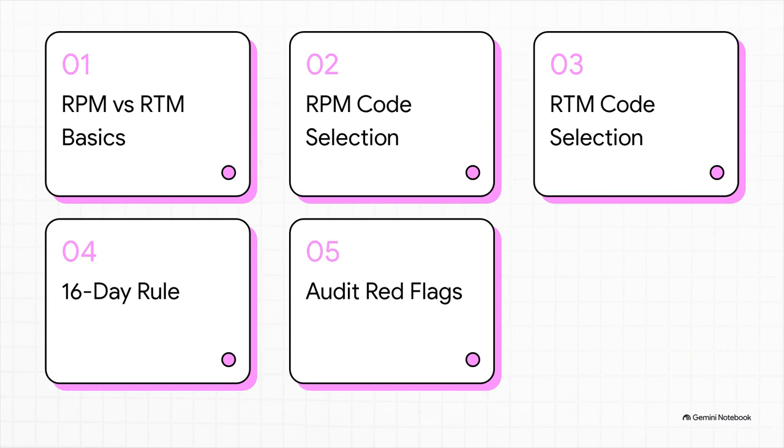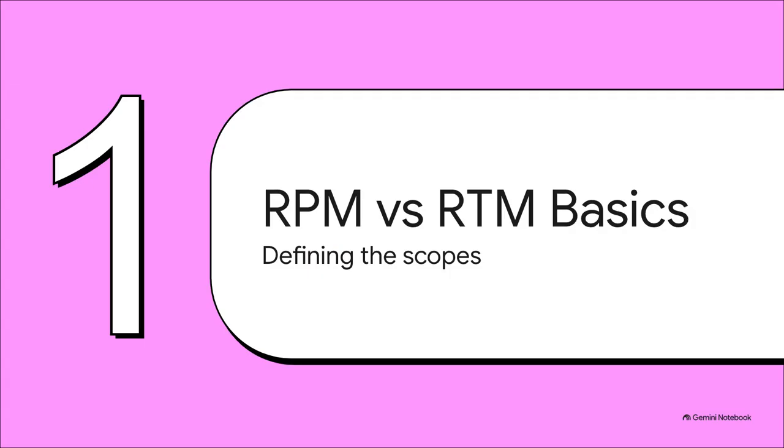Here is our agenda. We'll be looking at RPM versus RTM basics, RPM code selection, RTM code selection, the crucial 16-day transmission rule, and finally, audit red flags. Let's jump right into Section 1, RPM versus RTM basics.